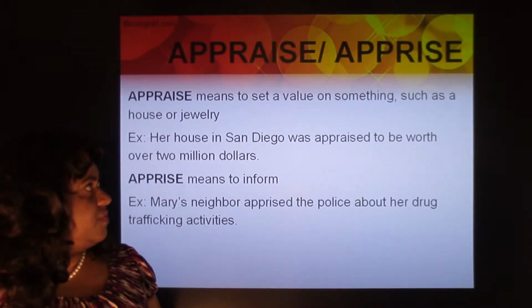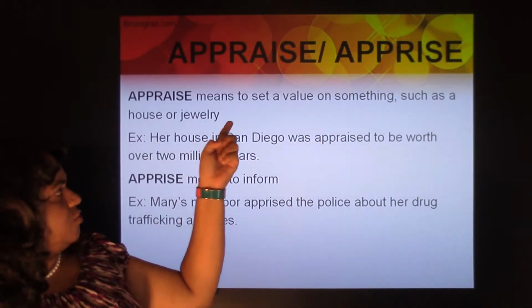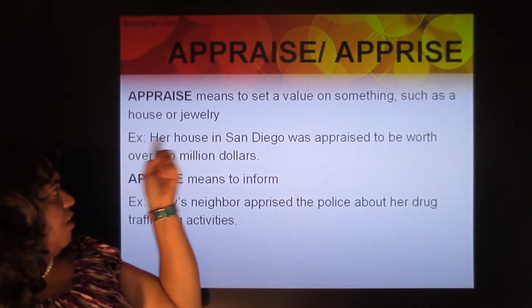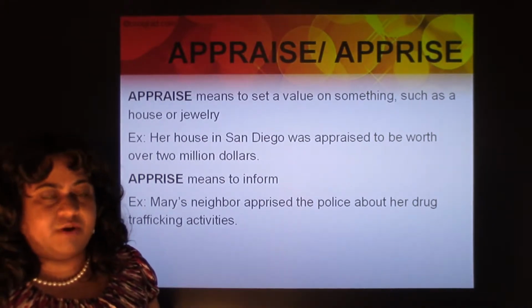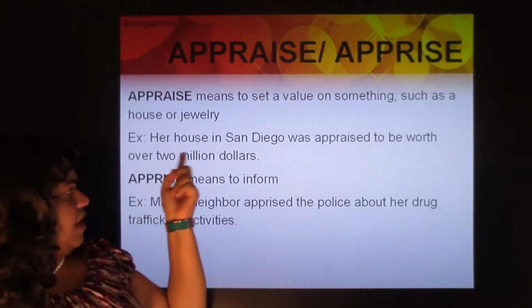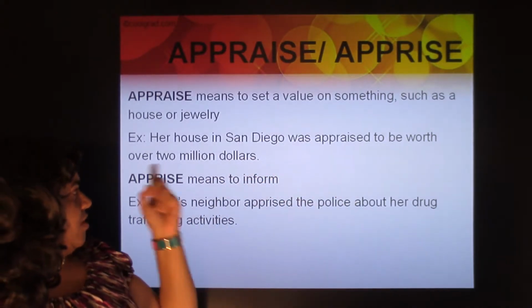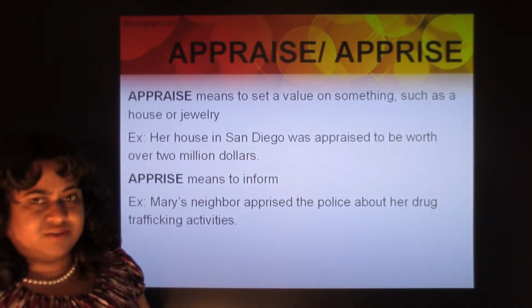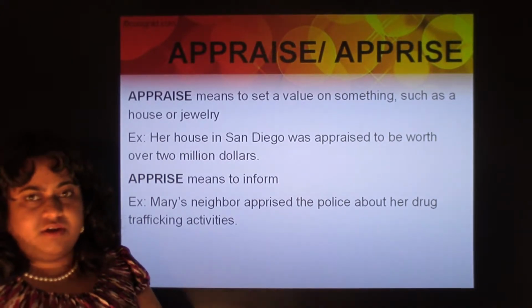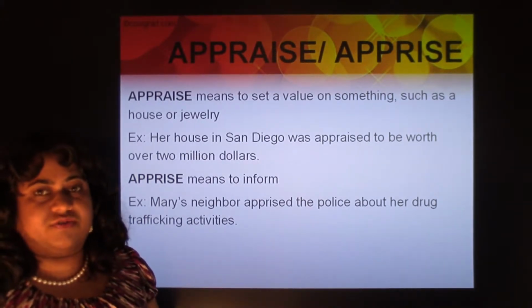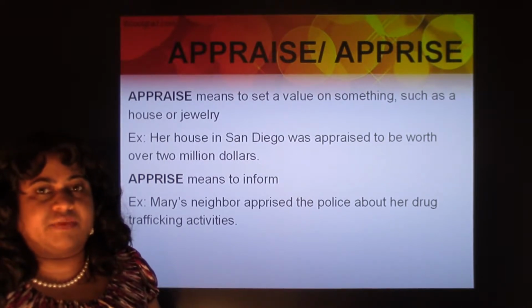Appraise and apprise. Appraise means to set a value on something such as a house or jewelry. So we do the appraisal. The noun form is appraisal, the verb is appraise. Her house in San Diego was appraised to be worth over $2 million. So who does the appraisal? Like a qualified real estate agent, or somebody who knows how to determine the value of property.